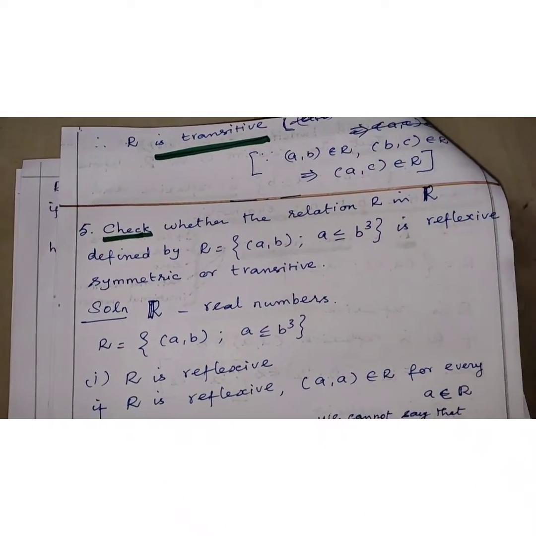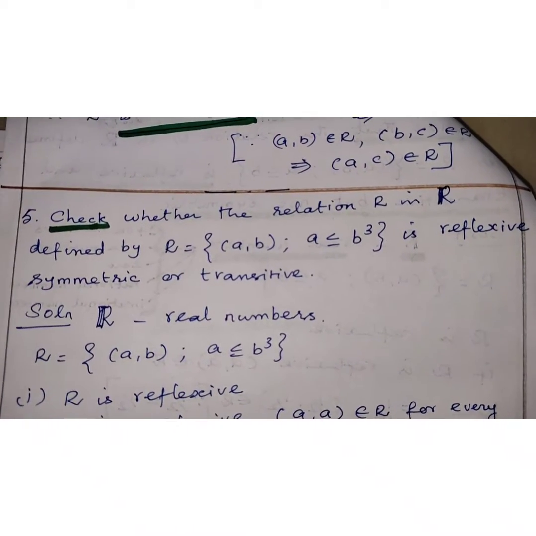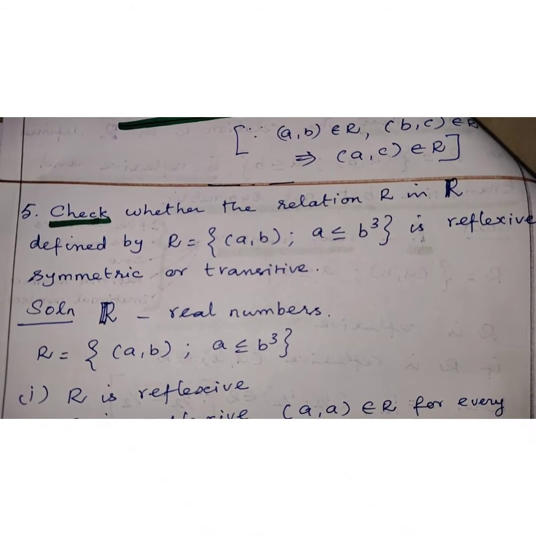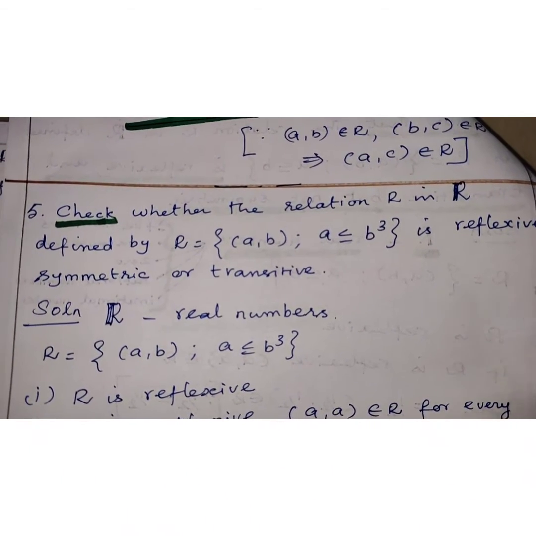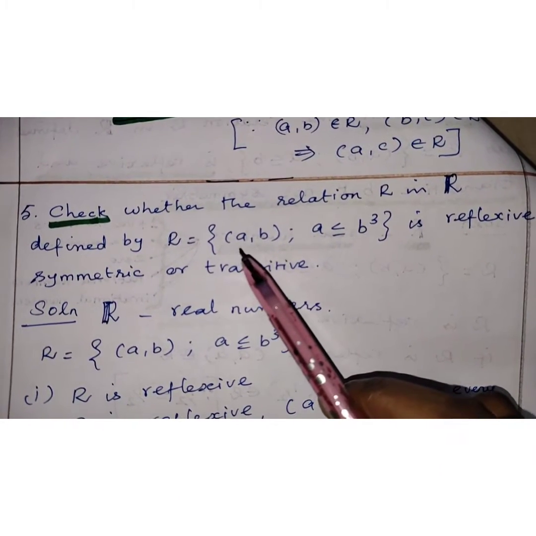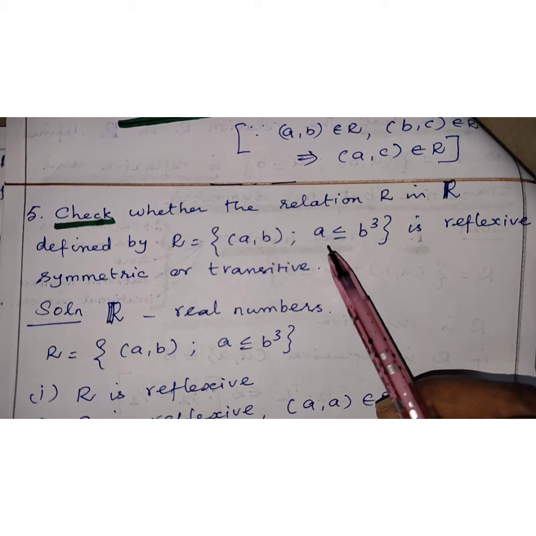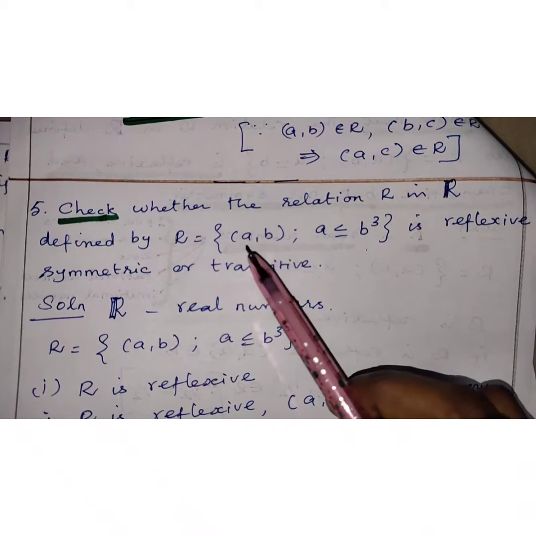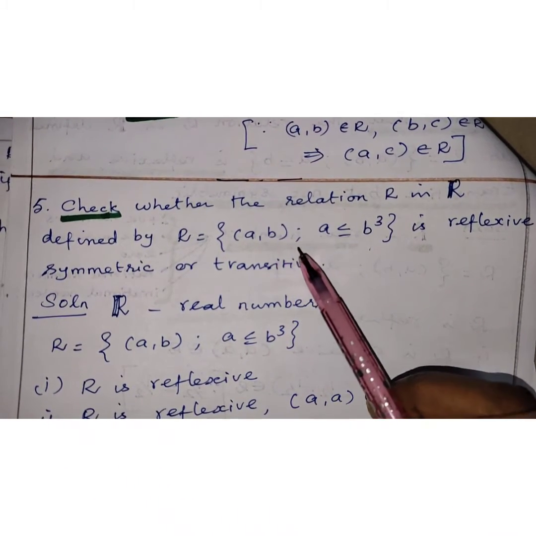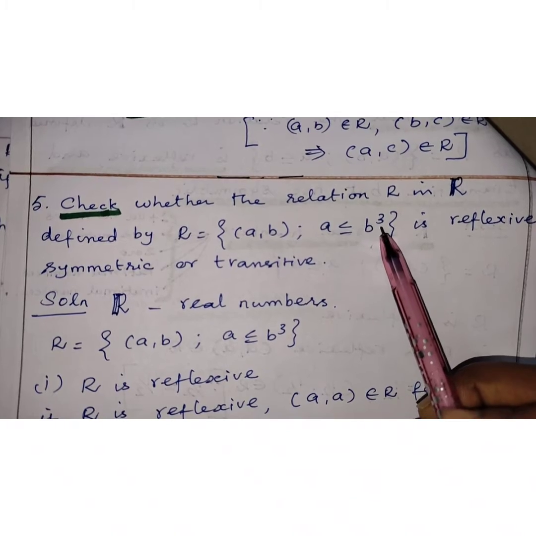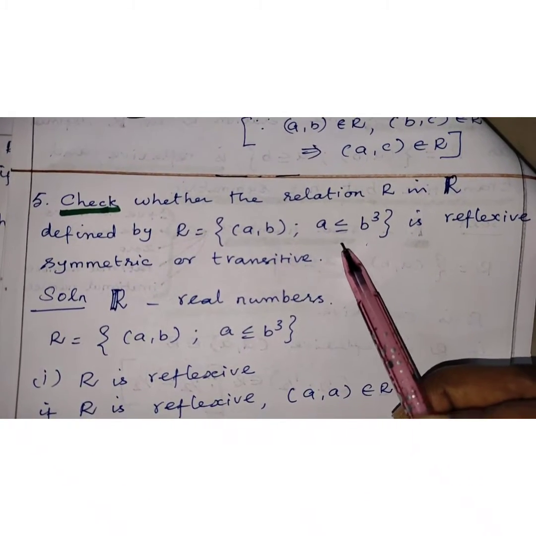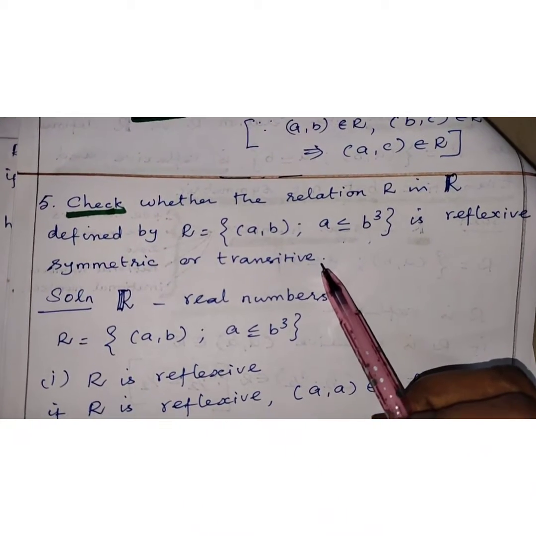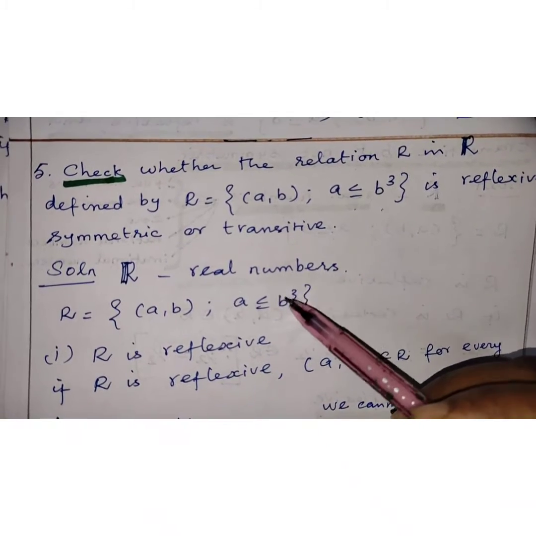Now the fifth sum. The statement: check whether the relation R on the real numbers, defined by R equal to the set of all (a, b) such that a is less than or equal to b cube. This is the given condition, this is the given relation. We have to check whether this relation is reflexive, symmetric or transitive. Now we have the solution here.